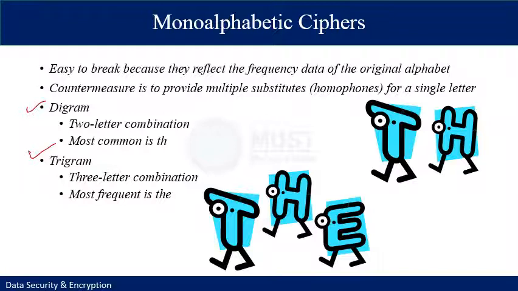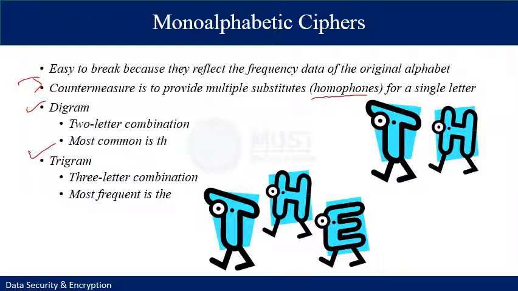Monoalphabetic ciphers tend to be easy to break because they reflect the frequency of the original data set or alphabet. A countermeasure is to provide multiple substitutes for a single letter. However, this technique can also be compromised using homophones. We will discuss homophones in some later examples.